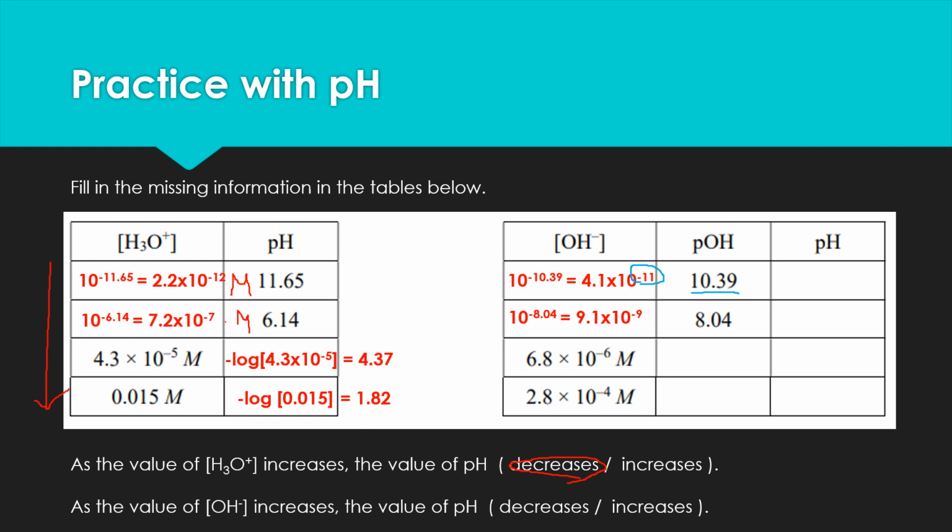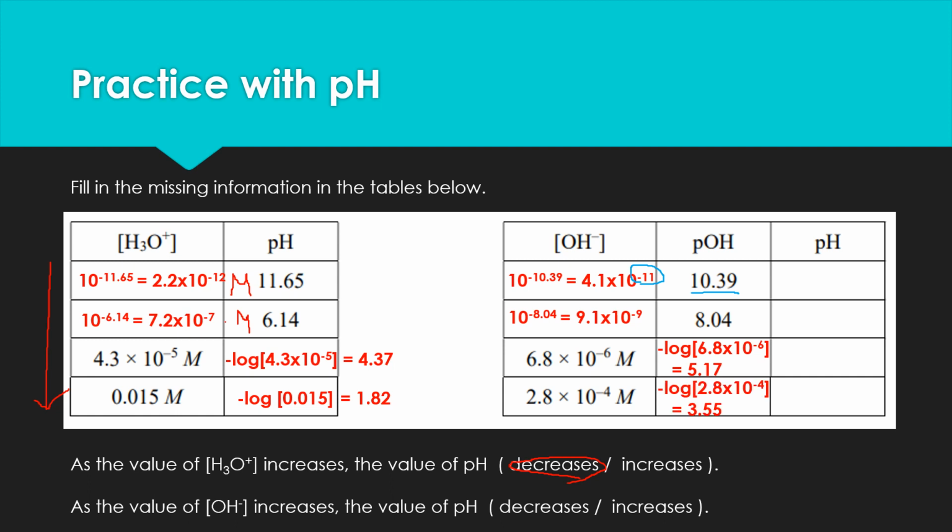All right, down here, we're finding pOH, so it should scream negative log at you. So negative log of 6.8 times 10 to the negative 6 molar, we should get 5.17. Again, that number, 5.17, is close to 6, right? Our exponent. All right, try the next one, see if you get the same answer.